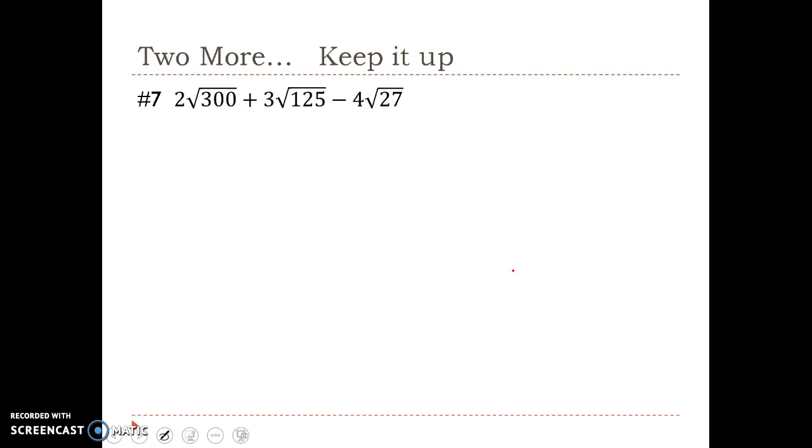Let's take a look at a couple more here. So let's add these together. And again, it doesn't look like we can simplify those. We can't add those because the radicals are different. But we can simplify these.